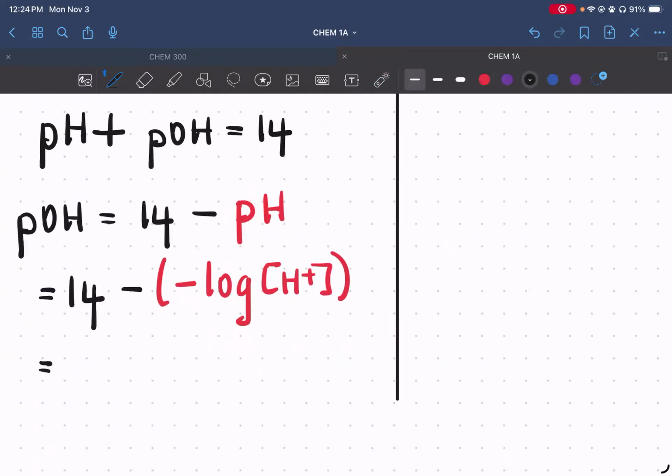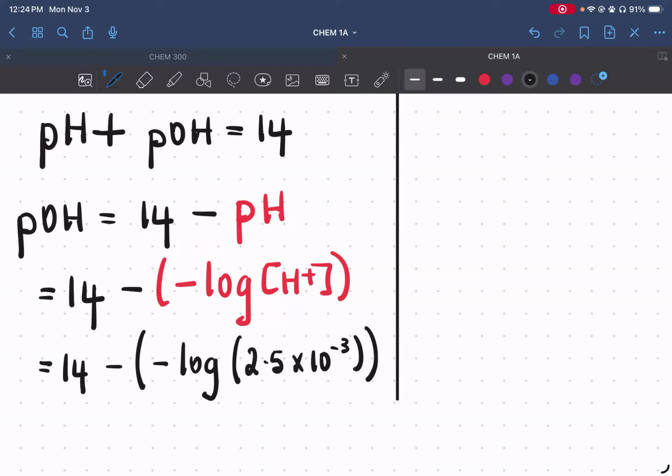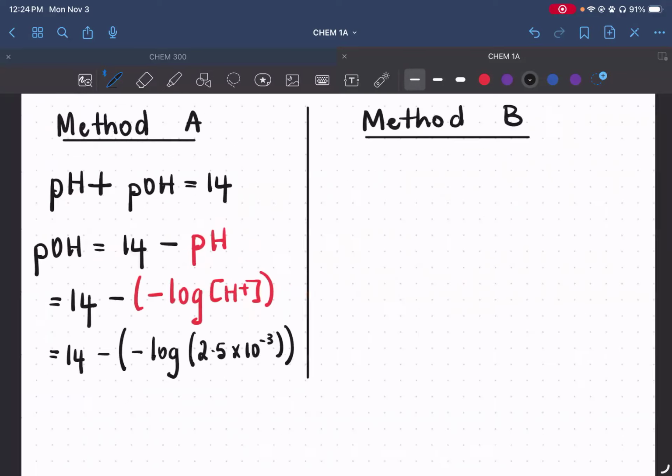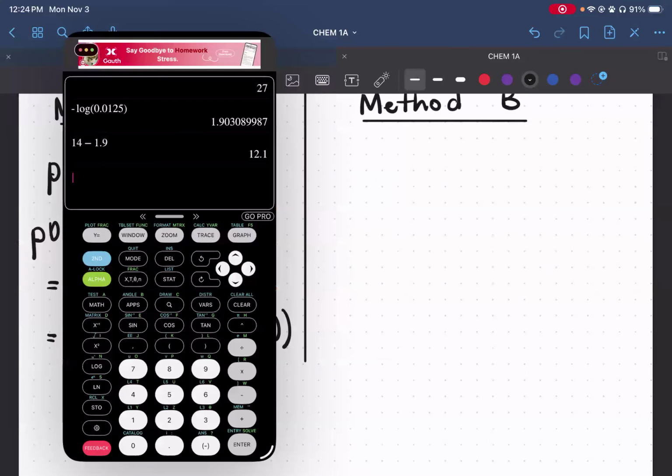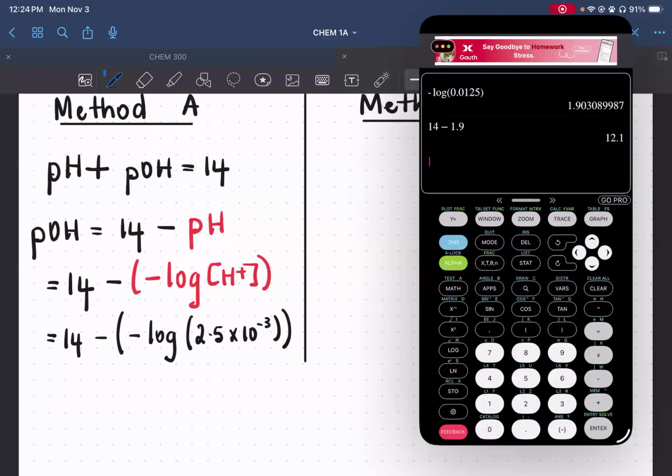Keeping it going, this is equal to 14 minus, I'm going to keep that equation as written, negative log of the H plus concentration, aka 2.5 times 10 to the negative 3. I'm not simplifying it just yet. I'm literally just substituting the values. Now I'm going to put it into my calculator. This is 14 minus negative log of 2.5 times 10 raised to the negative 3.